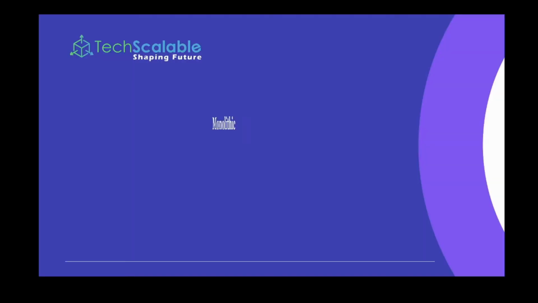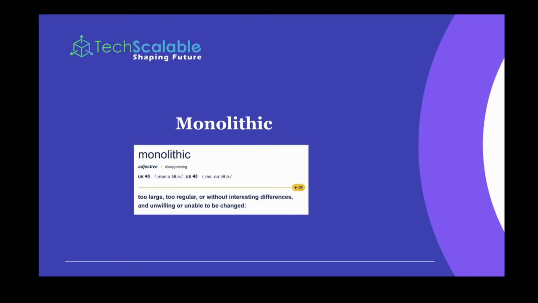Today we would be discussing two of the most popular words in the industry. One is monolithic and another is microservices. And we would also compare both of them. Let's see the definition of the word monolithic as per the dictionary. It states that monolithic is something which is too large or too regular, something which is not that adaptable to changes, unable to be changed.